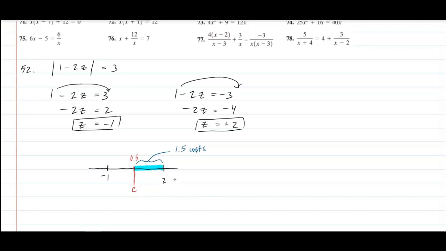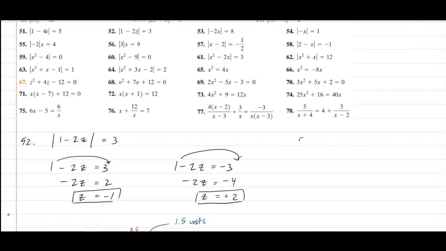What if you went towards the left from the center? How far did you go? You once again must have gone 1.5 units. And so what I'm trying to help you understand in this problem is basically when we say 1 minus 2z, its absolute value is equal to 3, that doesn't necessarily mean you go to the number line and mark those as 3's, right? That's not what that stands for. And so you want to be able to understand that as well.